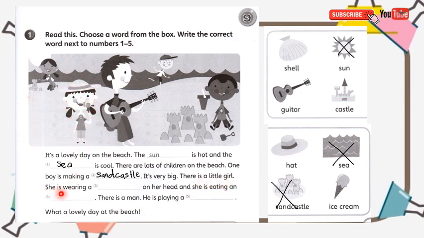There is a little girl. She is wearing a what on her head? The answer is hat. So you can write hat, then cross the answer. And she is eating what? An ice cream. Then cross the picture.